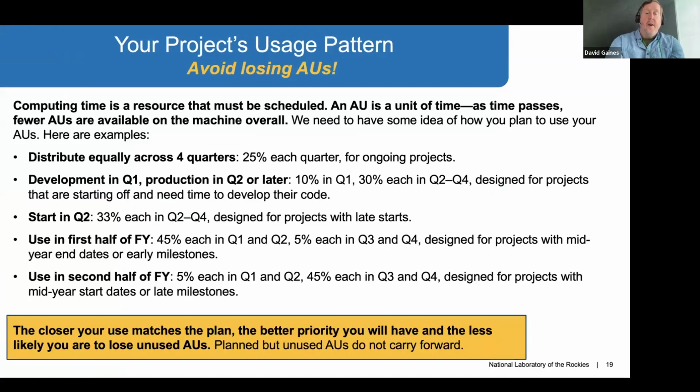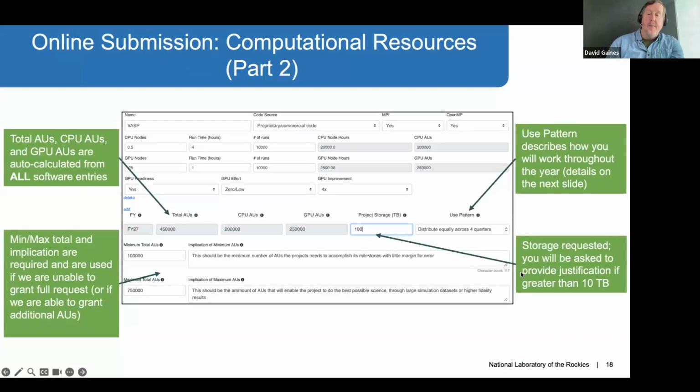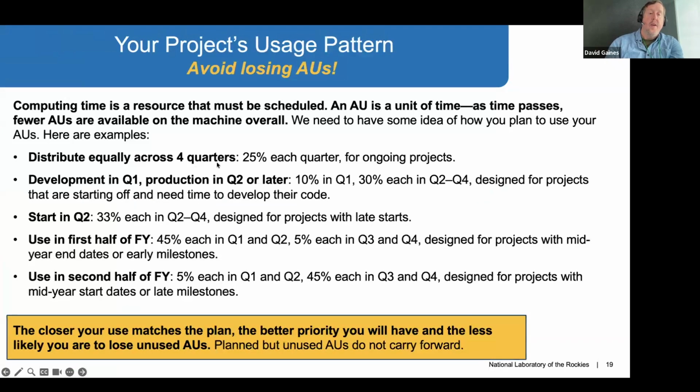So usage pattern is selected here. There's roughly five options. You can either distribute equally across four quarters with 25% in each quarter. You can do development in Q1 and production in Q2, and that alters how those AUs are allocated on a quarterly basis. You can also just avoid doing any work in Q1 and start in Q2.